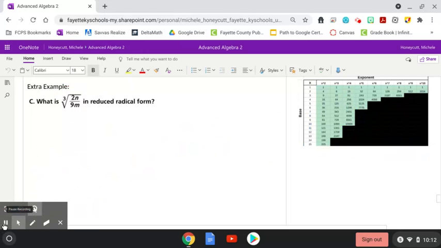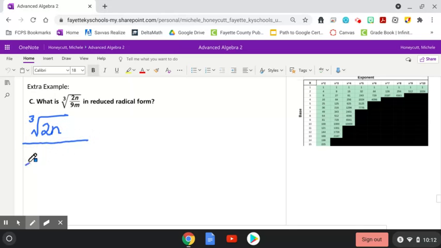Here is one more like that. I split it up, have the cubed root 2n over the cubed root of 9m. So let's see, I'm trying to cancel out a perfect cube. So if I multiply, let's see, is 9 a perfect cube? No, but 27 is. And 9 times 3 is 27. So I'm going to multiply by the cubed root of 3, the numerator and the denominator.